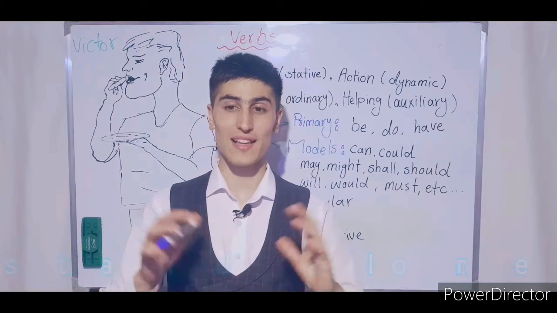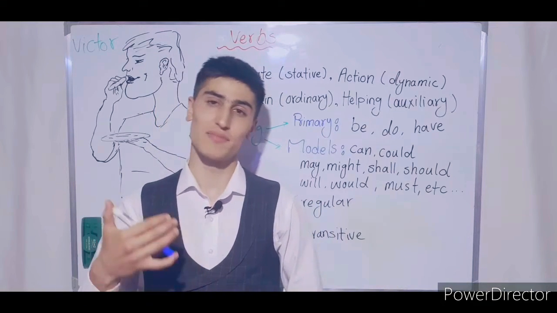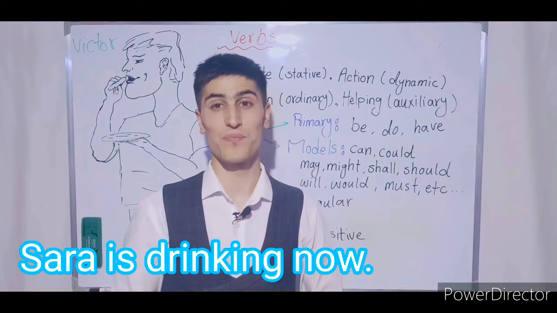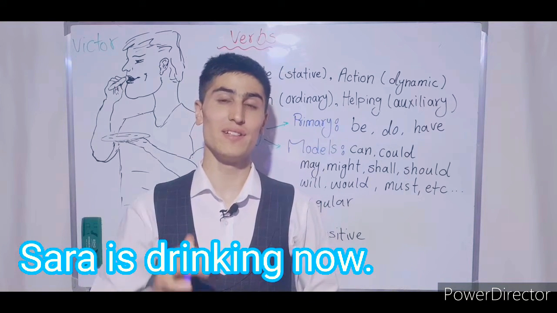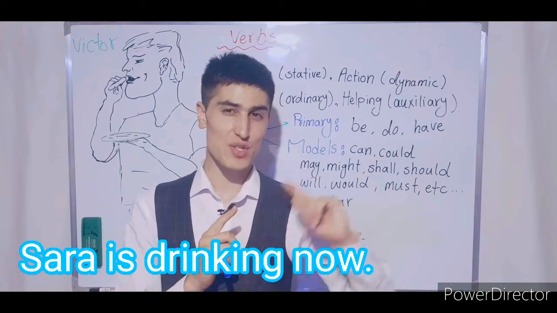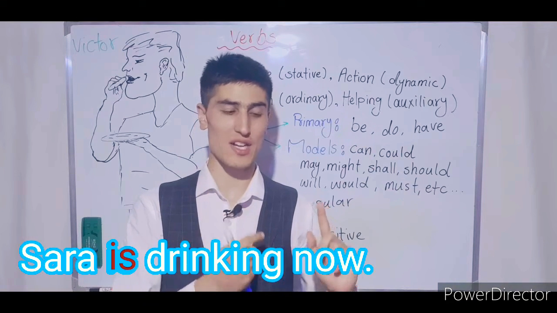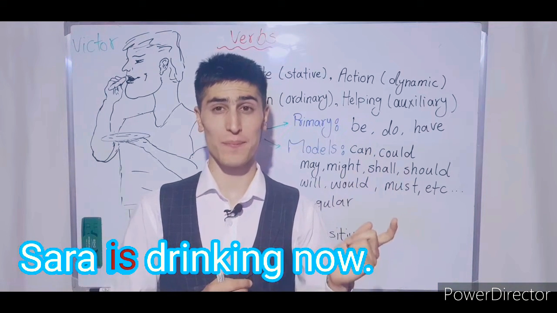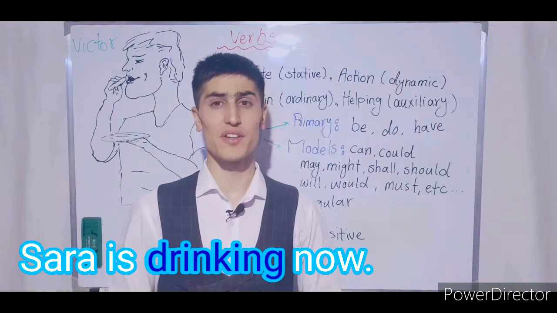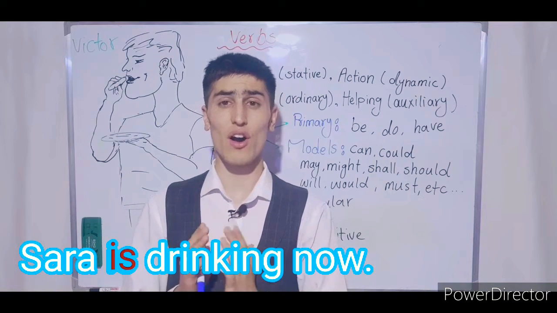Okay, so let's look at some examples. Sarah is drinking, for example, Sarah is drinking now. So in this example, we have two verbs. One is is and the other is drinking. So here is is a to-be verb and drinking is an action verb. So which one is the main verb, do you think? Yes, drinking is the main verb of the sentence. And is is the auxiliary verb.